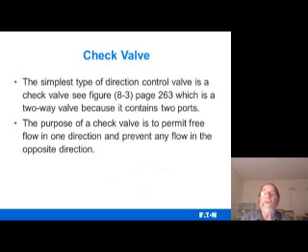The simplest type of directional control valve is a check valve. You can look on page 263, which is a 2-way valve because it contains 2 ports. The purpose of the check valve is to permit free flow in one direction and prevent any flow in the opposite direction. If you took electronics, it's like a diode in an electrical circuit. It only allows fluid to flow in one direction.